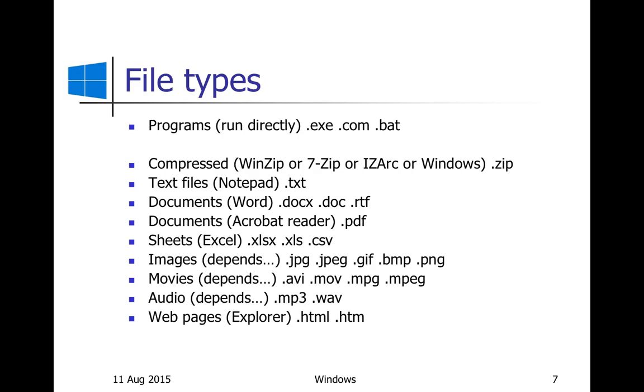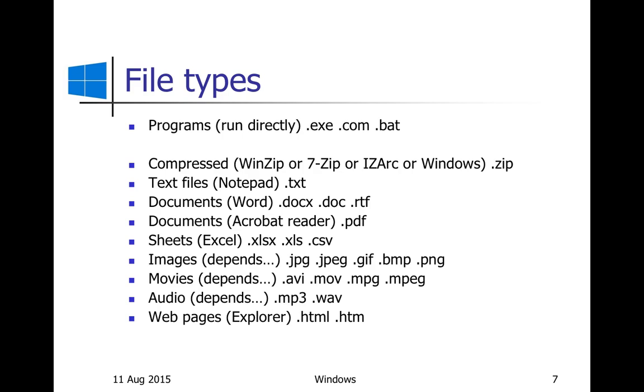Typical extensions for programs are com, exe, and bat. Exe means executable, com means command, for example. There are obviously tons of other extensions for each of these types, however, we just go through the most famous ones.